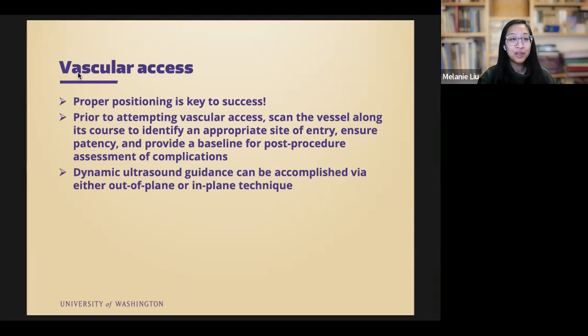Dynamic ultrasound guidance can be accomplished by either the out-of-plane technique or the in-plane technique, and that's what we're going to go over next.